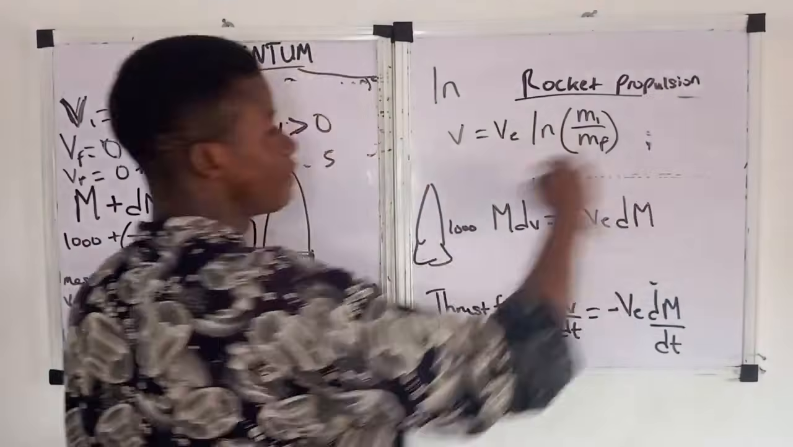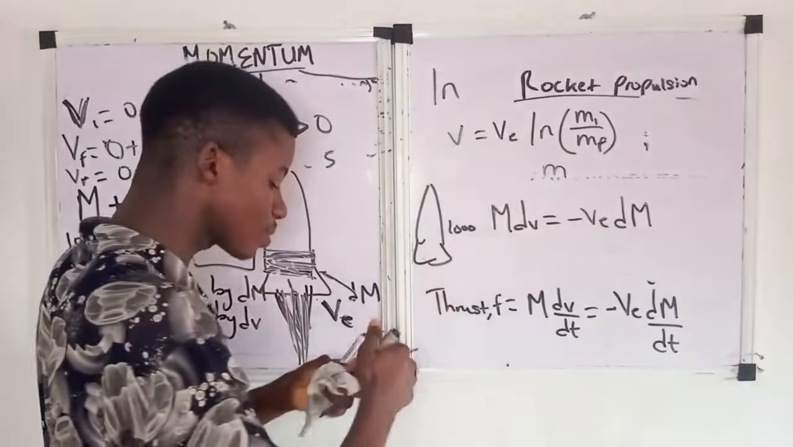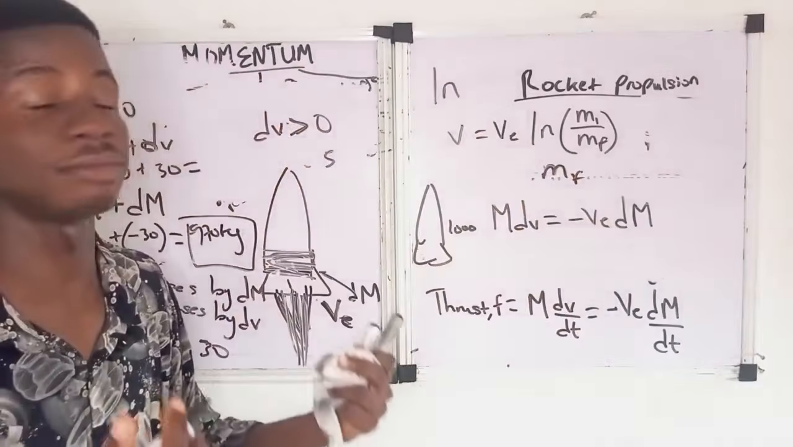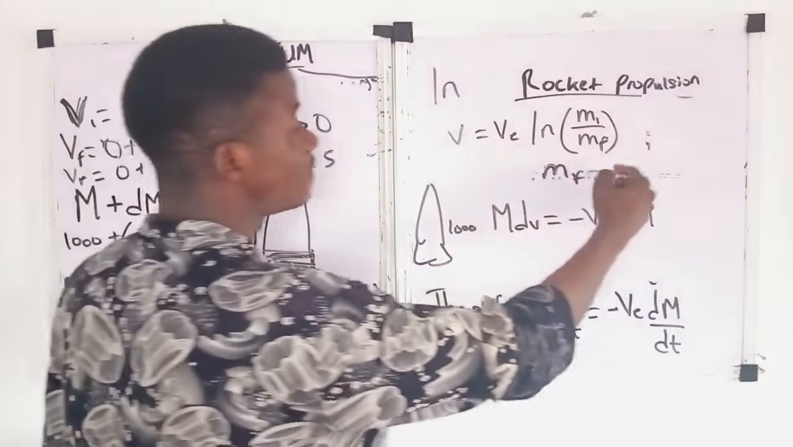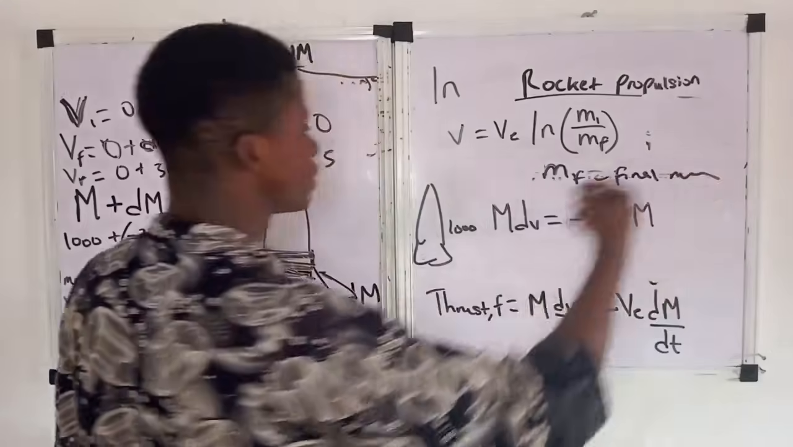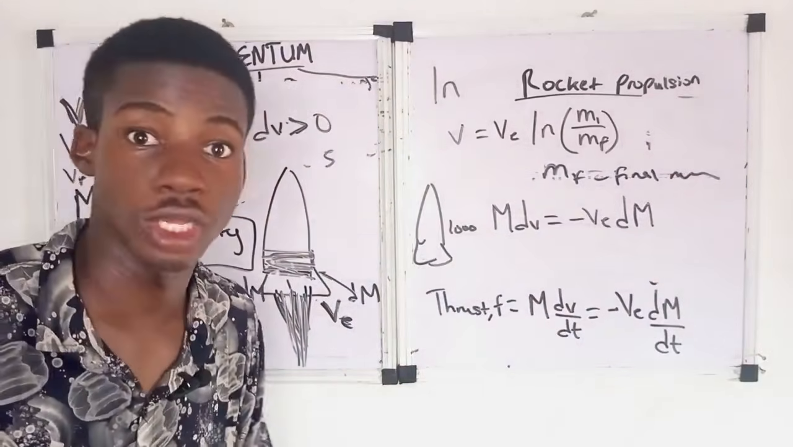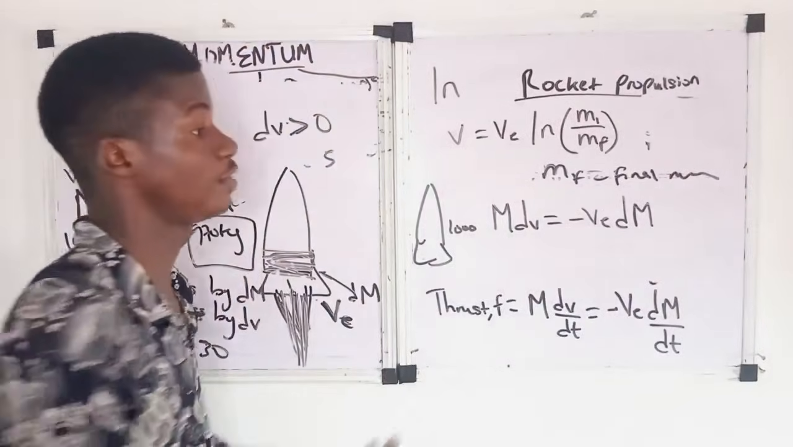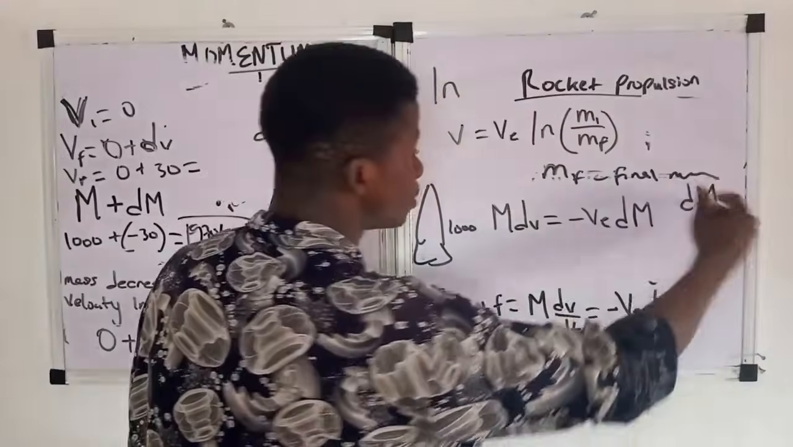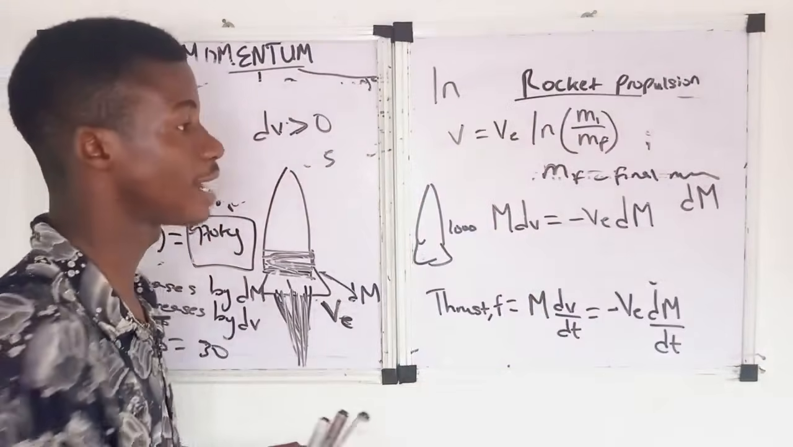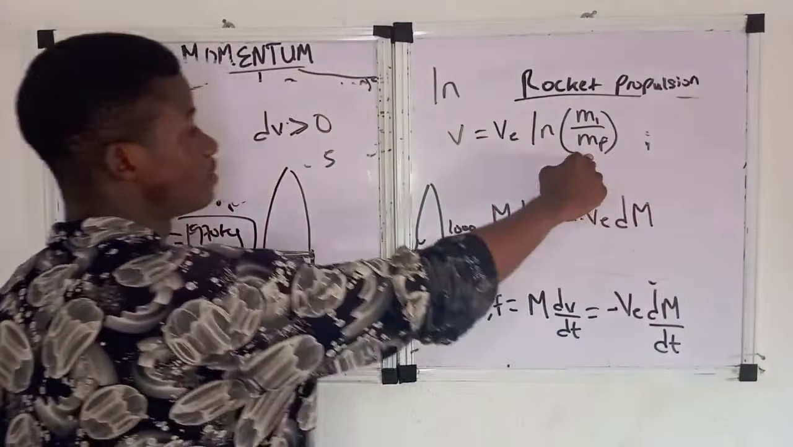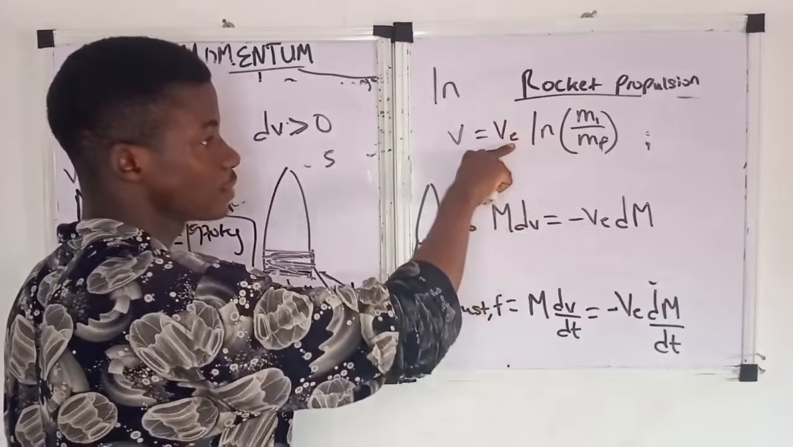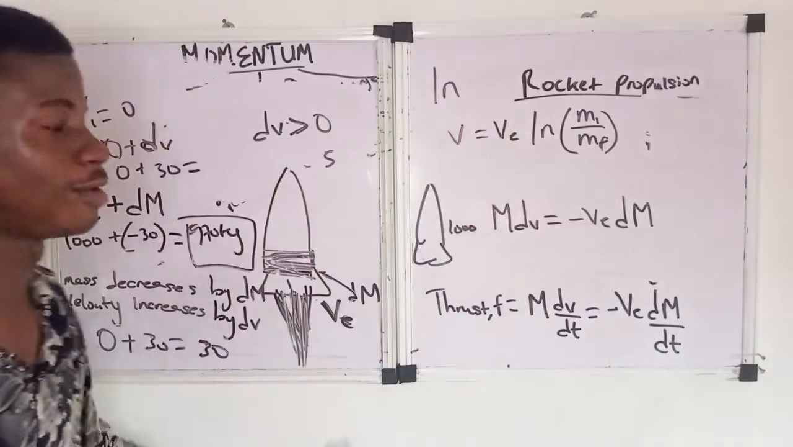So what about MF? MF is the final mass of the rocket, after we have launched the rocket. The final mass will be reduced because of the decrease in mass of the fuel by dm, right? I'll explain that to you guys. So this is the final mass of the rocket, and the initial mass of the rocket is very large. This one is smaller. Then this is the velocity of the exhaust, and this is the final velocity of the rocket.